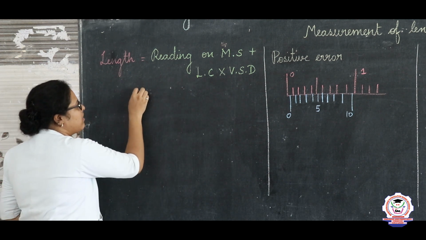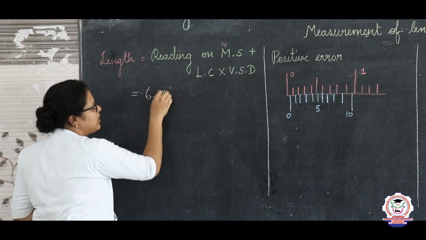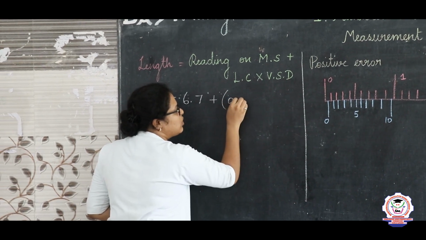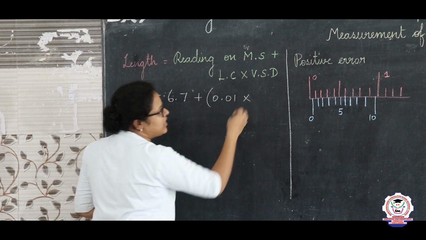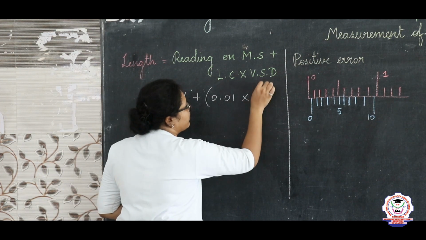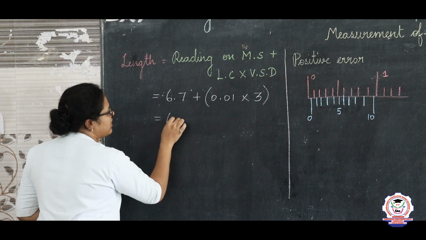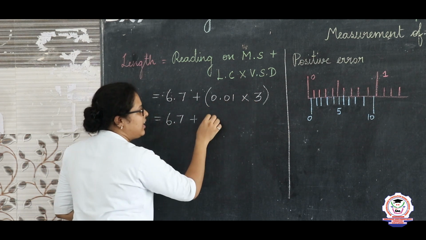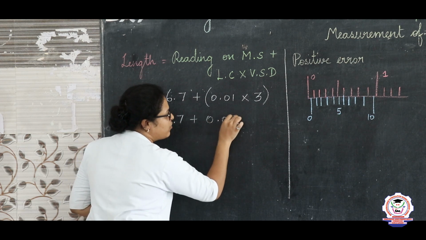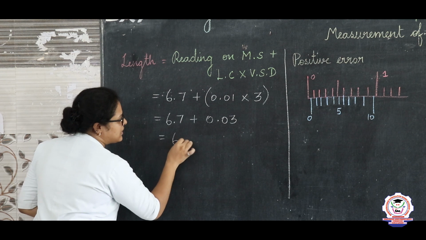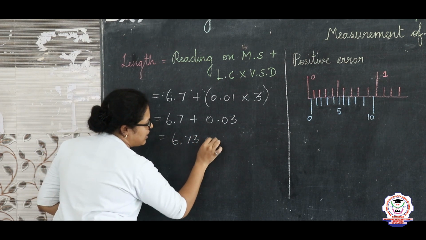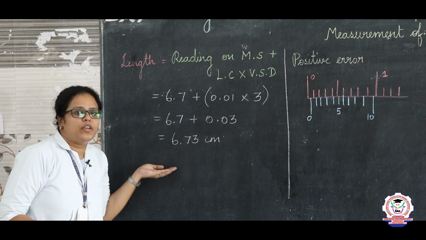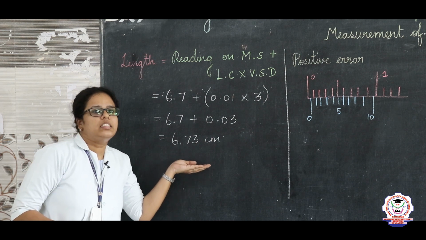What is the main scale reading we have observed? It is 6.7 centimeter. Plus, what is the least count of the vernier we have taken? It is 0.01 centimeter. And what is the vernier scale division? It is 3. So from this I can find the length of the object as 6.7 plus 0.01 multiplied by 3, which gives us 0.03. So the length of the object is 6.73 centimeter.